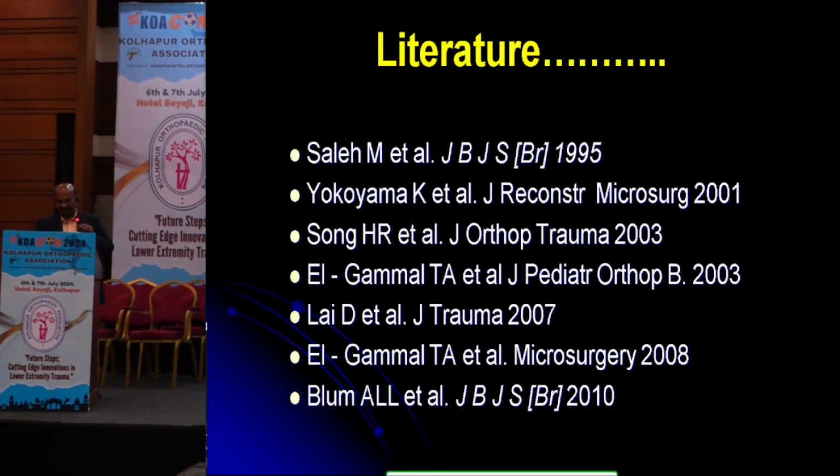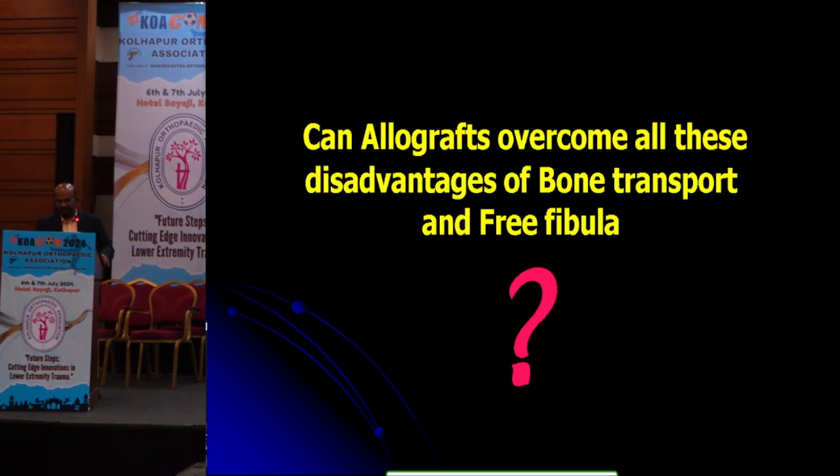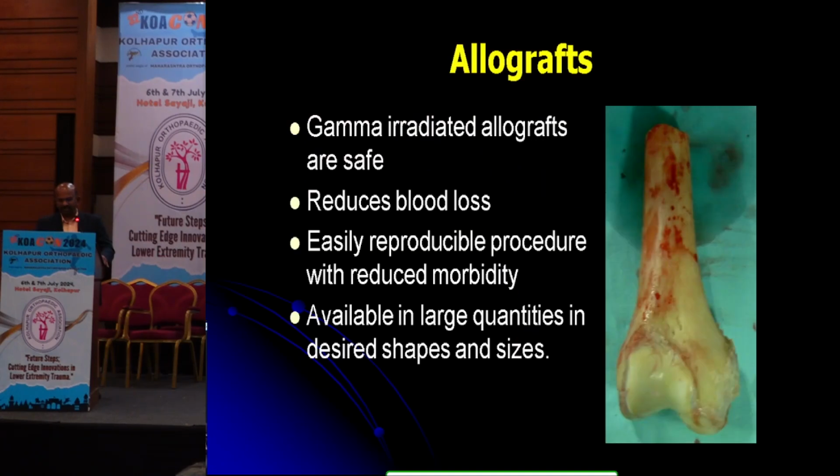So in the literature, various studies mention that the treatment of major bone defects like this is prolonged, involves multiple surgeries, and financial problems are also seen. There can be poor functional results leading to secondary amputation. Now the question is whether allografts overcome all these disadvantages of both bone transport and free vascularized fibula.